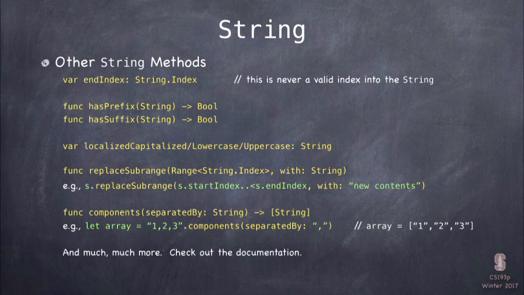Okay, and yeah, a bunch of other things, checking whether strings have prefixes or not. You can replace subrange. Of course, you have to find the range, which usually you're going to have to look at that collection of characters to find the ranges you want to replace things, etc. Even cool methods like components separated by string. We'll take a string that has comma separated values and grab all the values and put them in an array. It's kind of fun.